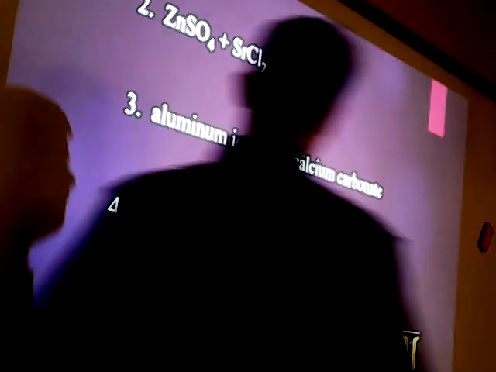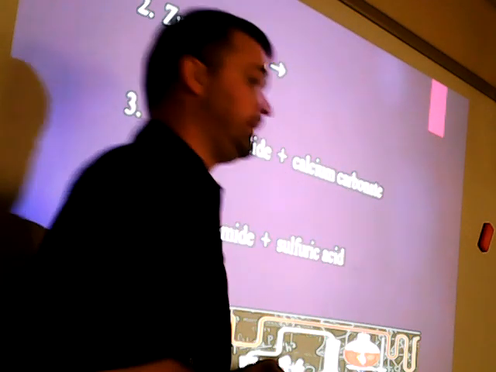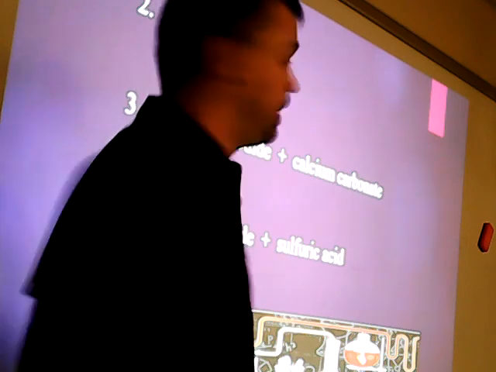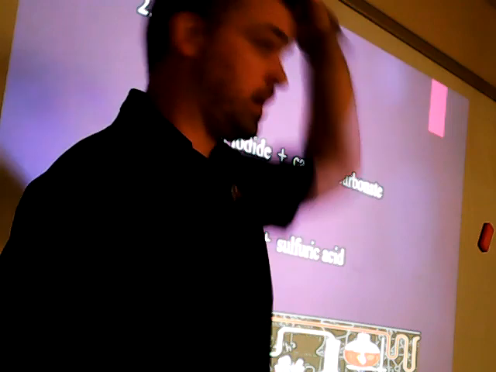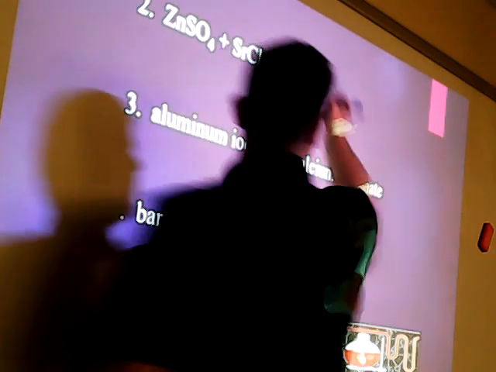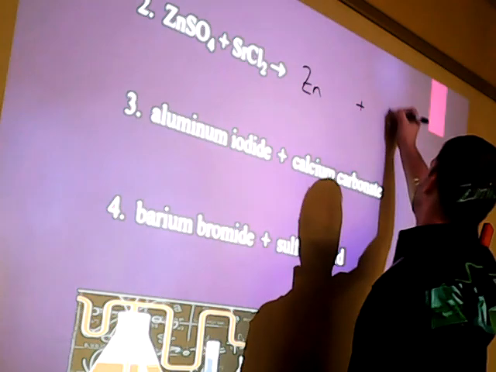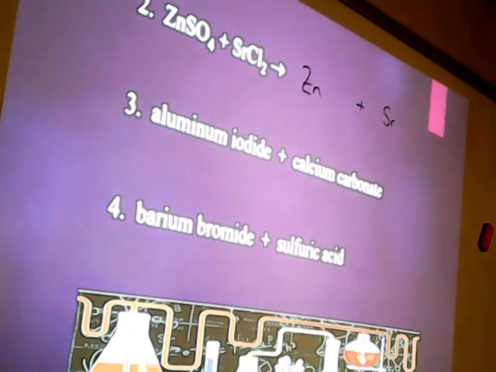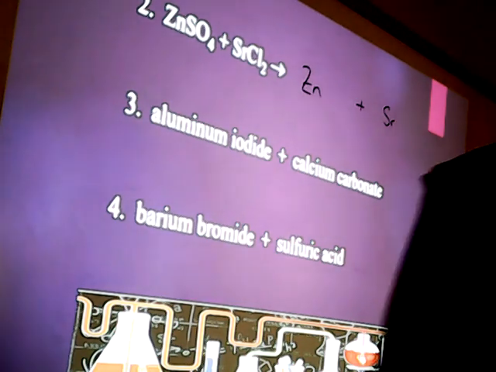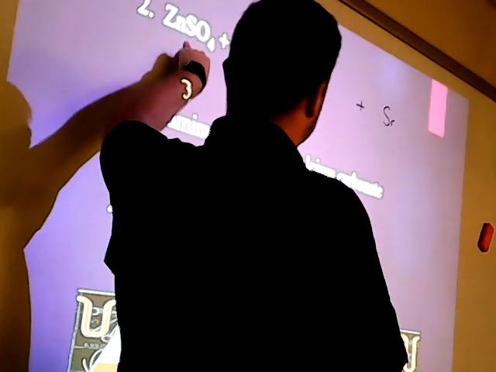Zinc sulfate plus strontium chloride. All right? First off, what are my products going to be if this reaction occurs? Here's my metals. What I'm going to do, this is what I'm changing there, Aiden, is I'm just going to rewrite my metals in the same spots because in my notes the other day it said the anions changed. Okay? So Holly, what's zinc going to pair up with now?